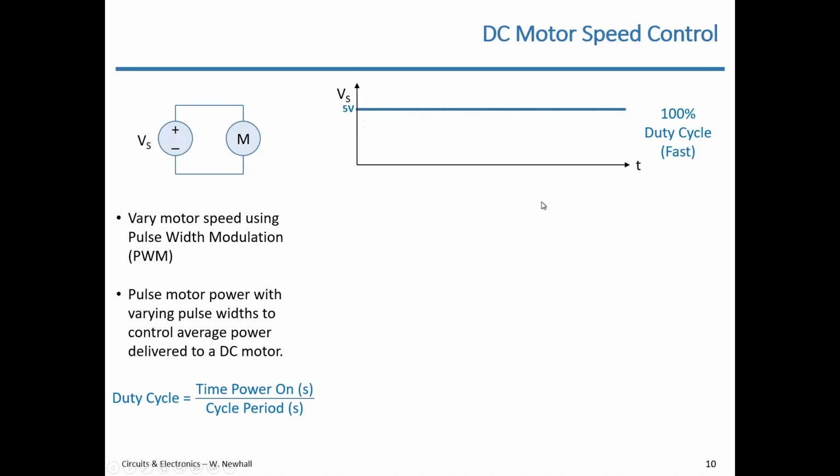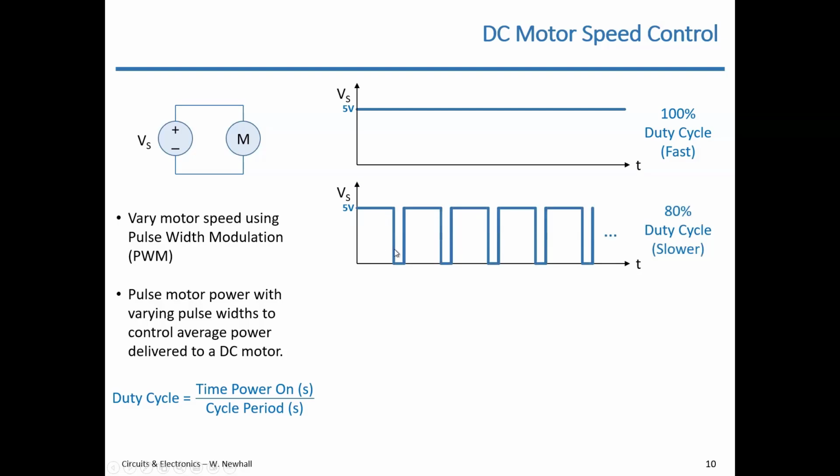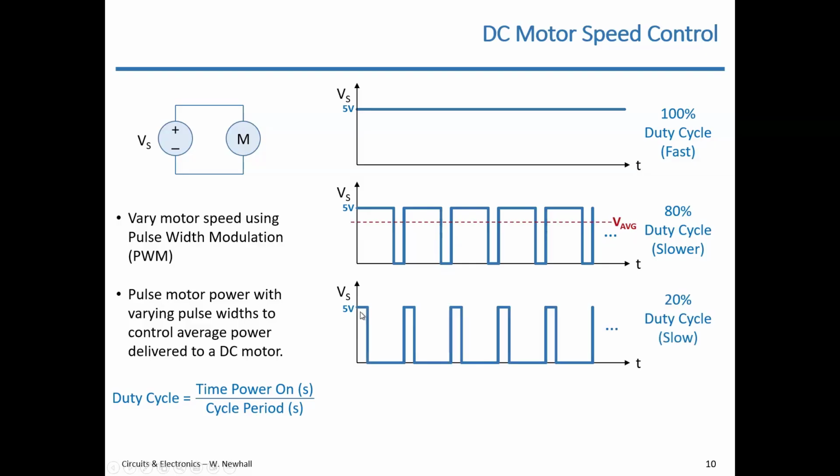If you want to slow that motor down, you can apply, for example, an 80% duty cycle, where the voltage is high 80% of the time, and 20% of the time the voltage is low. If you want to really slow the motor down, you can drop the duty cycle. Here's a 20% duty cycle. So power is applied to the motor 20% of the time over the period of that square wave. Typically, you have a constant frequency but different pulse widths. So the pulse width is changing here, but not the frequency, not the period of that square wave.